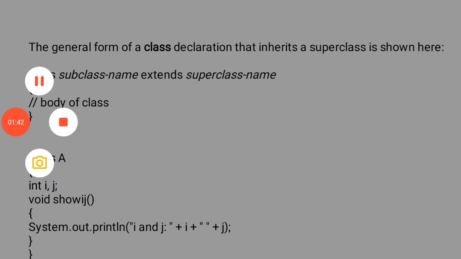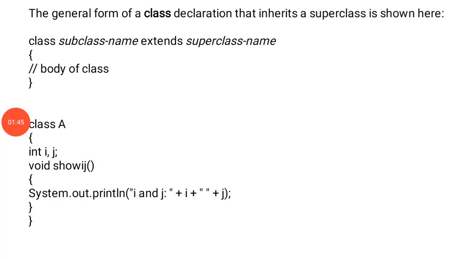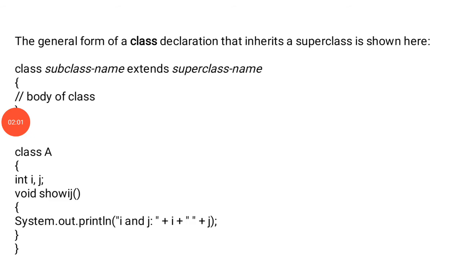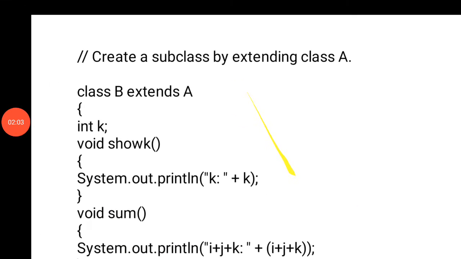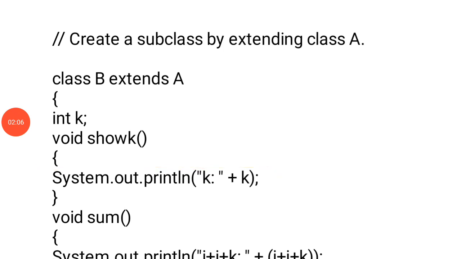Let us see one example. Here I have a class A and I have defined two instance variables in class A and one method, that is show ij. In the body of show ij, I am just displaying the value of i and j. Now I'll extend class B from class A. That means B is my subclass and A is my superclass. That means I am inheriting class B from class A.